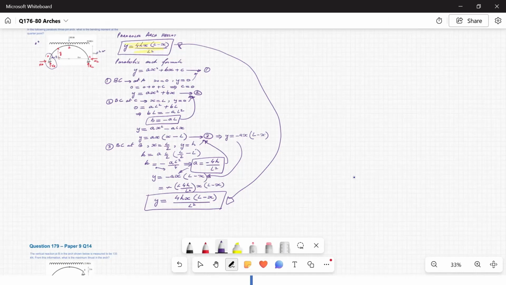So if you don't remember it, simply take a quadratic equation and apply boundary conditions at the end, at the start, and in the middle. Then in that way you will be able to find out the value of y, and in that way you can find out y at any point. So let's find out y at quarter distance.